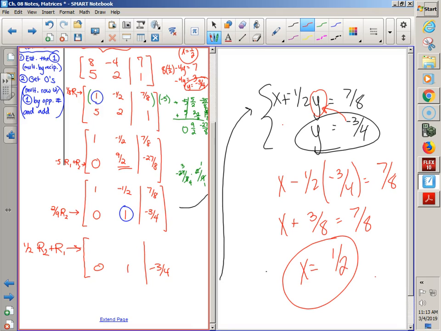1/2, I'm going to do mental math. Lo siento, all those that don't like mental math. 1/2 times 0 is 0, plus 1 is 1. 1/2 times 1 minus 1/2 is 0. 1/2 times negative 3/4 is negative 3/8 plus 7/8 is 4/8.